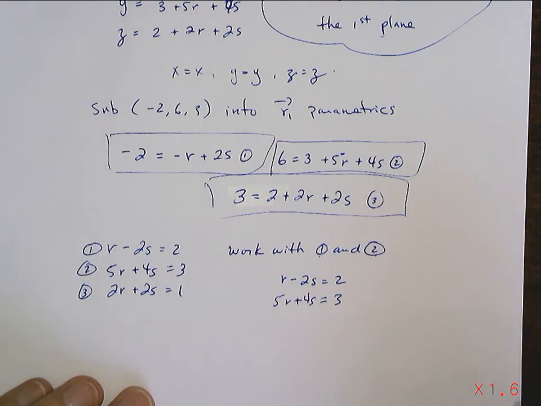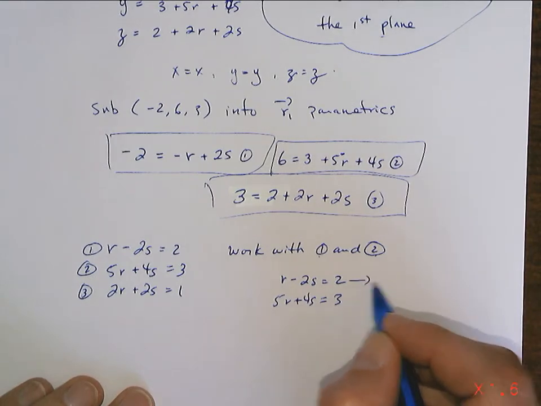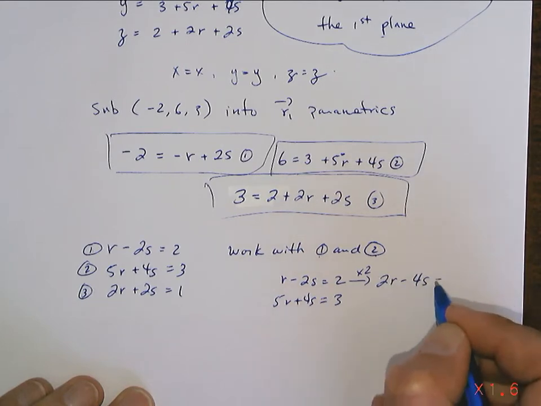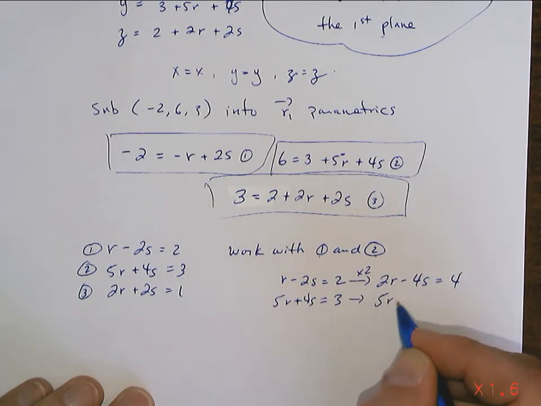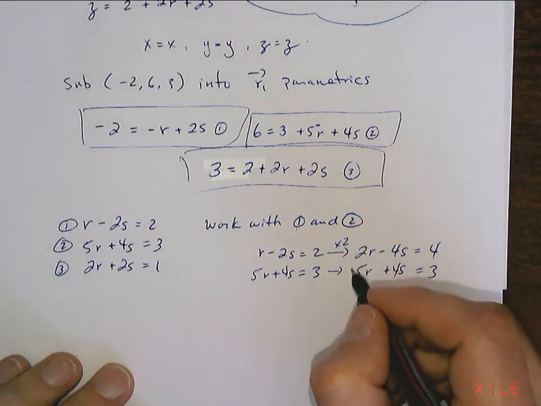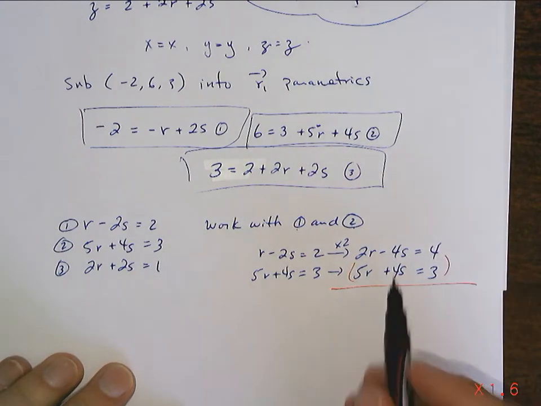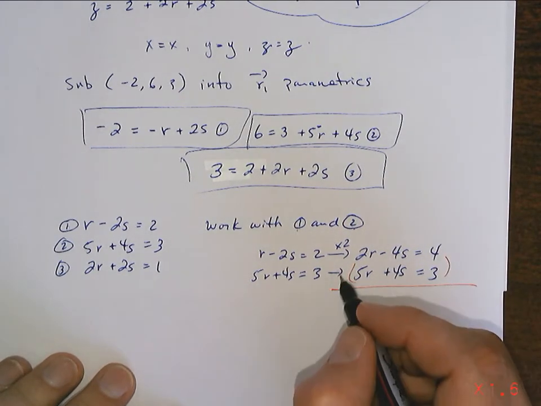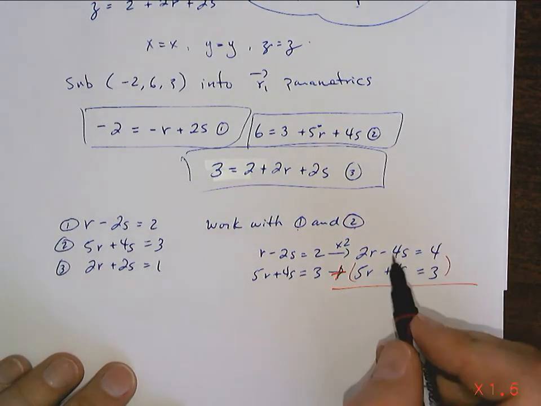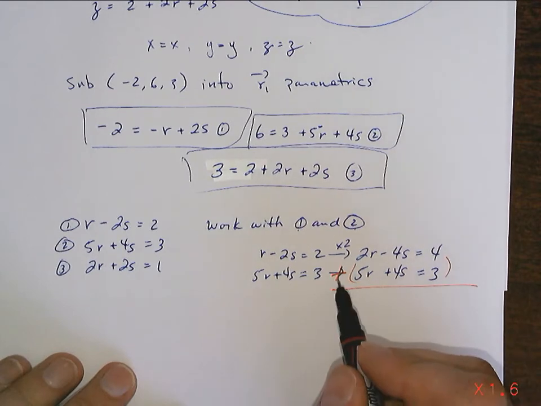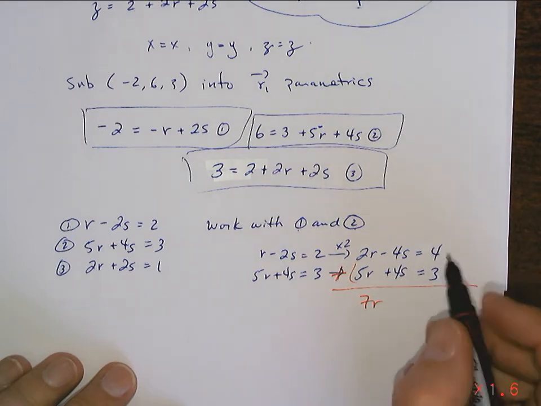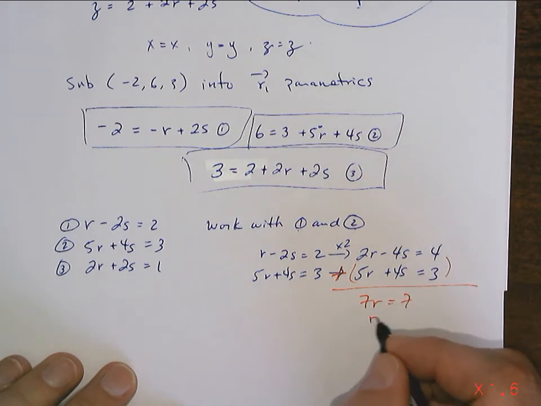R's or s's? Okay, so that means I've got to multiply this one by 2, right? So it's going to be 2r - 4s = 4. This is going to be 5r + 4s = 3. What do I need to do to get rid of the s's? We need to add them. I think this is the first time I've added. That's good. And we're adding because the signs are different. So 2r + 5r is 7r. Negative 4s + 4s is no more s's. 4 + 3 is 7. Lo and behold, r equals 1.